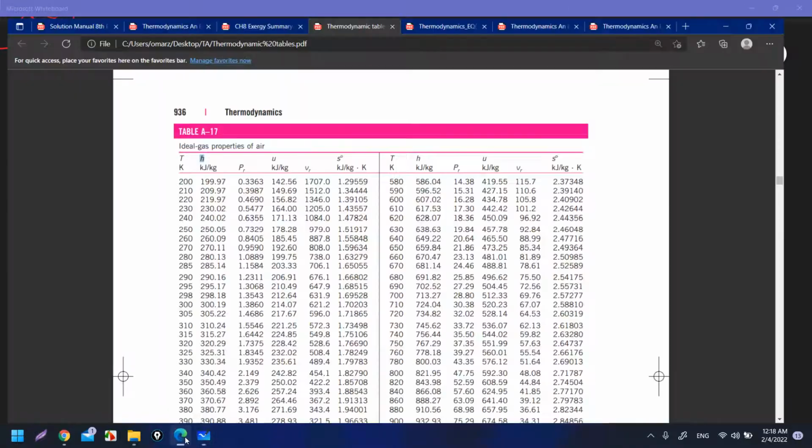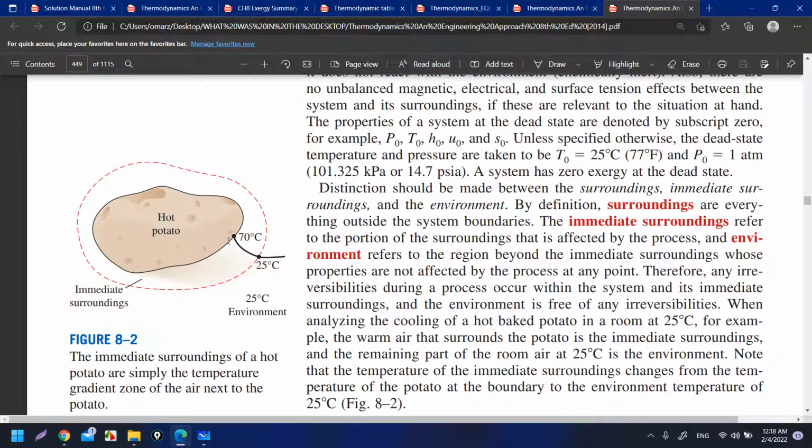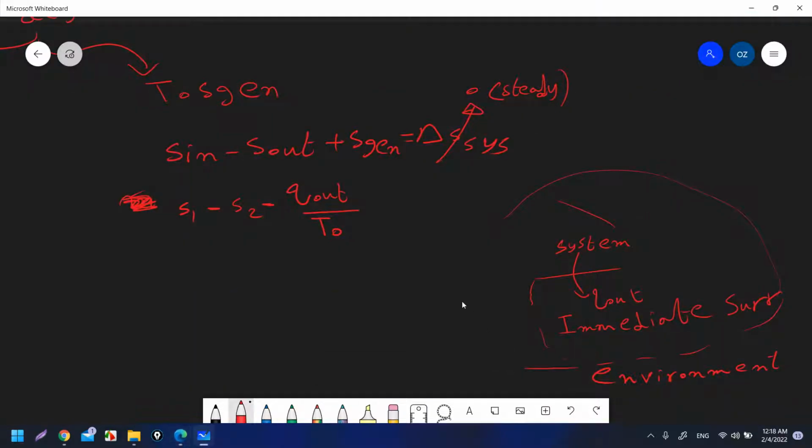Here I have the system, and it will take some time to reach the environment temperature T naught. This is the immediate surrounding, the surrounding near to the system, and until you reach the temperature of the surrounding. When you reach the temperature of surrounding, then you are in the environment itself. When you reach the environment temperature, that is the time that you leave the immediate surrounding.